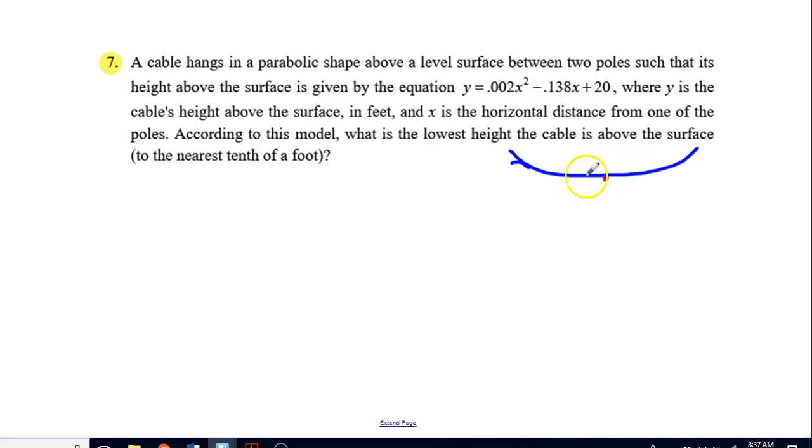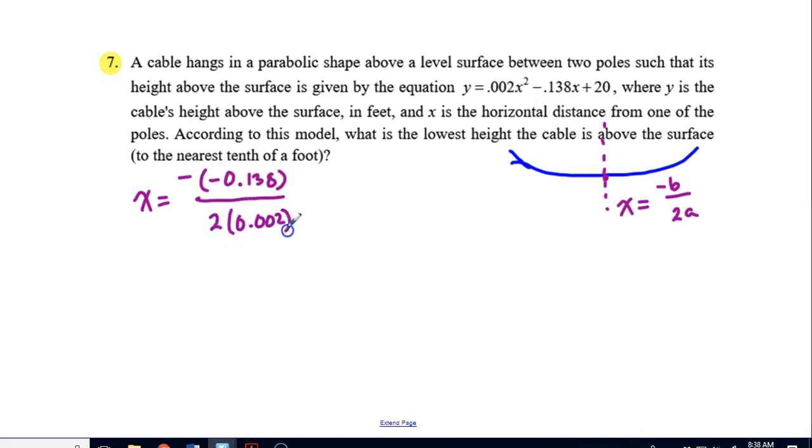So wherever that point is right there, that lowest point. The minimum value of y has to do with the axis of symmetry. If you envision your axis of symmetry cutting down there, the axis of symmetry, x equals negative b over 2a, will always tell you the x-coordinate of the vertex. So let's do that math. x equals negative b, so a negative 0.138 all over 2a. When you do that math, you get 34.5 as the horizontal distance, the x-coordinate.